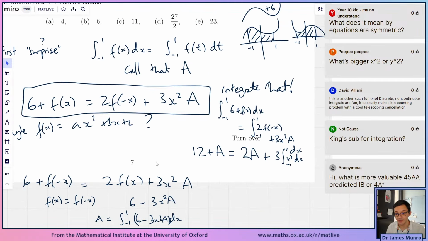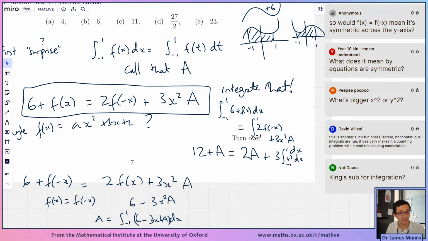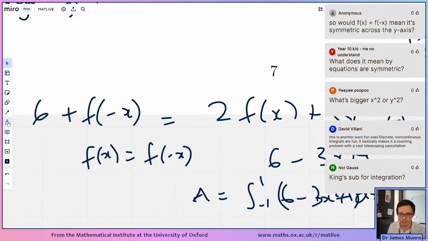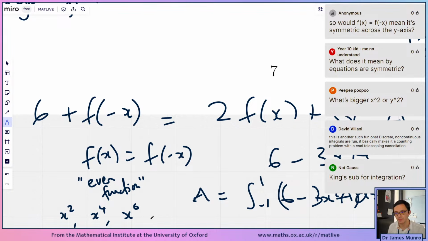Right, yeah. If f of x is equal to f of minus x, that means it's symmetric across the y-axis. Yeah. This has got a name actually. This is called an even function. Even function. Because it's made of things like x squared and x to the 4 and x to the 6. These are examples of even functions. But also other things like cos x are even functions. Cos x is, in some sense, built out of those things, but let's not go into that right now. Even functions.